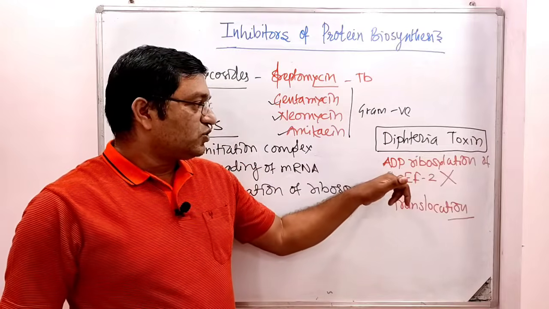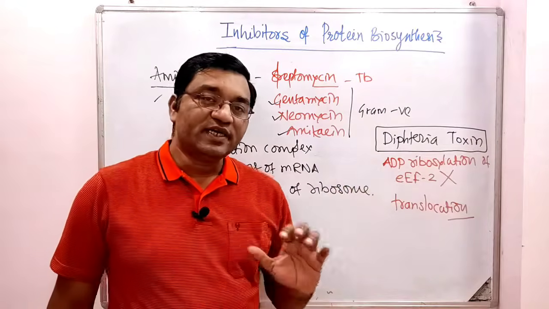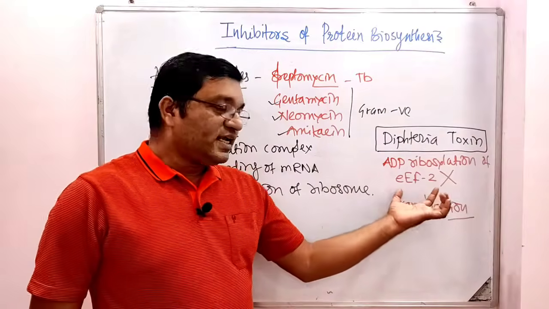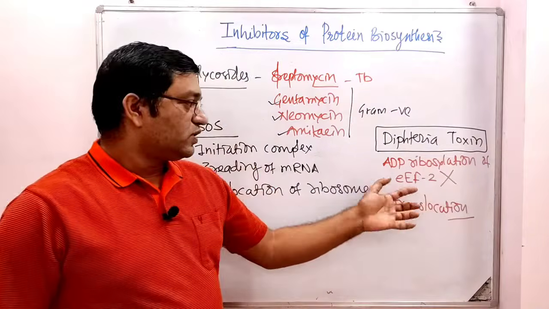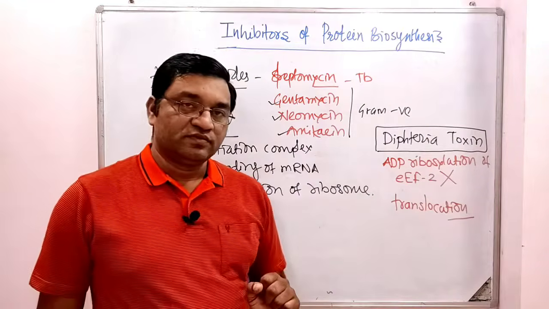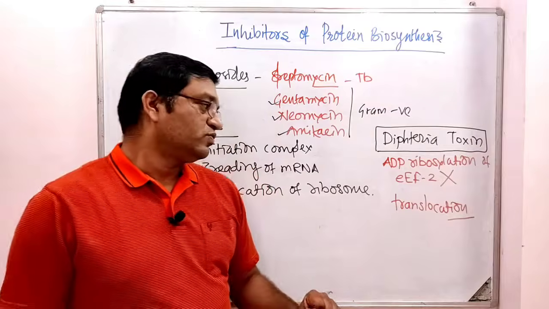This is an important MCQ. Diphtheria toxin causes ADP ribosylation of eukaryotic elongation factor 2 and inactivates this factor. Okay, so it blocks the translocation of ribosome in eukaryotes.